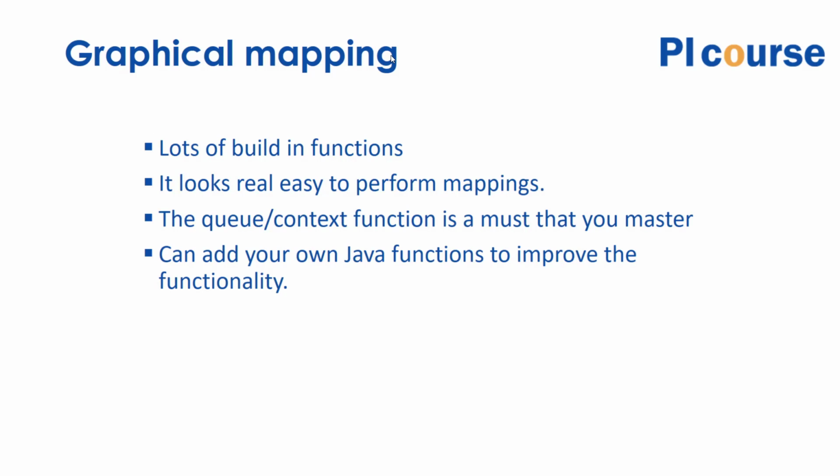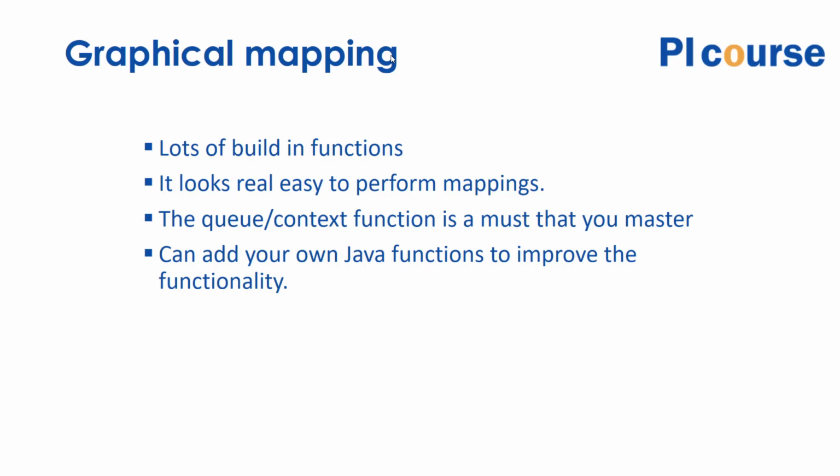Graphical mapping contains a lot of built-in functionalities for concatenating two elements, for string comparison, for managing elements at different levels. So if you want to copy the order number to each line item, you can do that using this tool. So then it becomes a little more complex. There's a queue and context concept. We'll look more into this later.